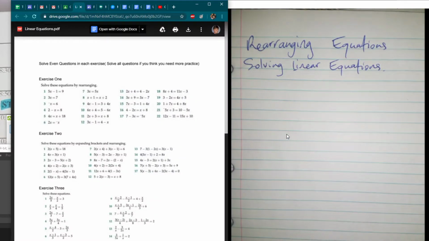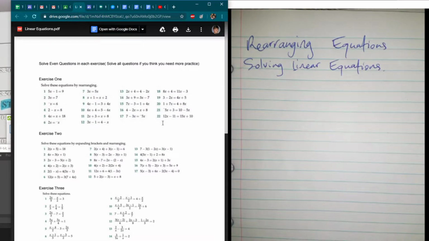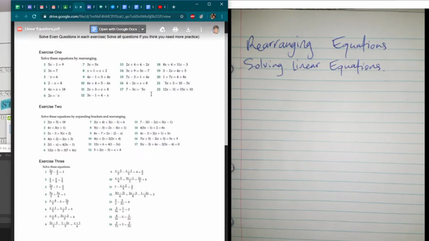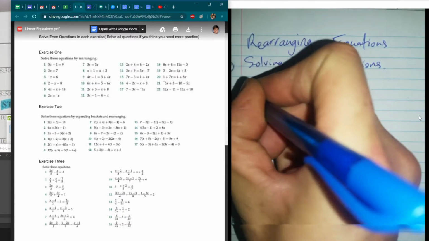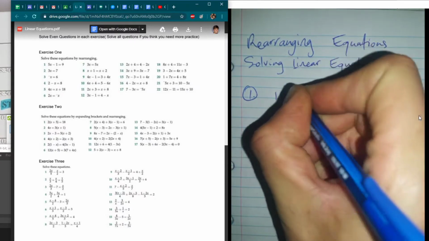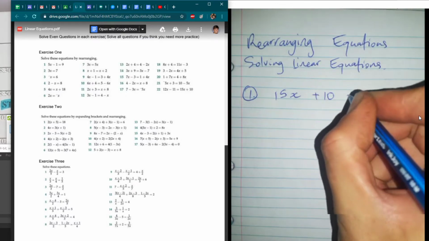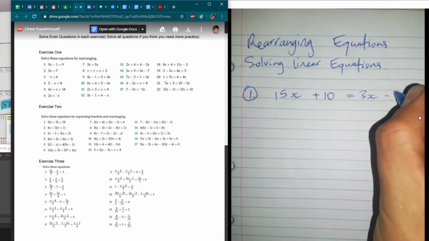I'm going to give you 4 examples similar to the 4 exercises that we have to do. So for part 1, here's an example for you. We are going to do 15x plus 10 equals 3x minus 4.